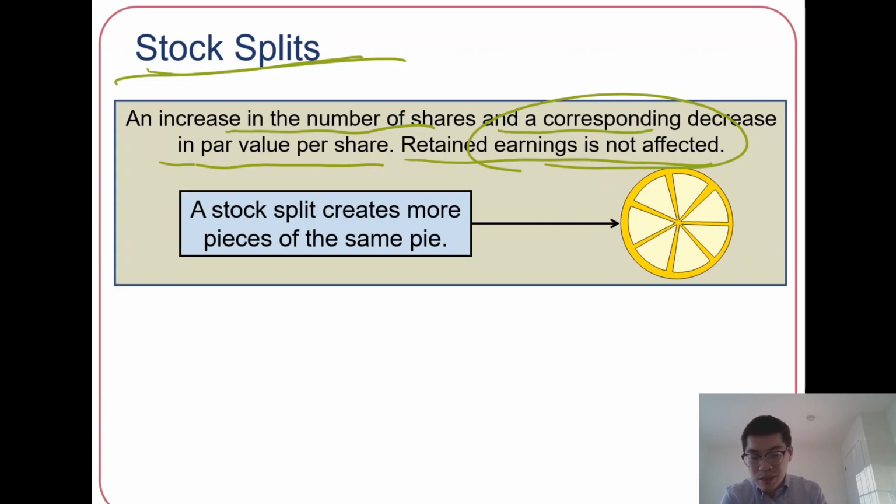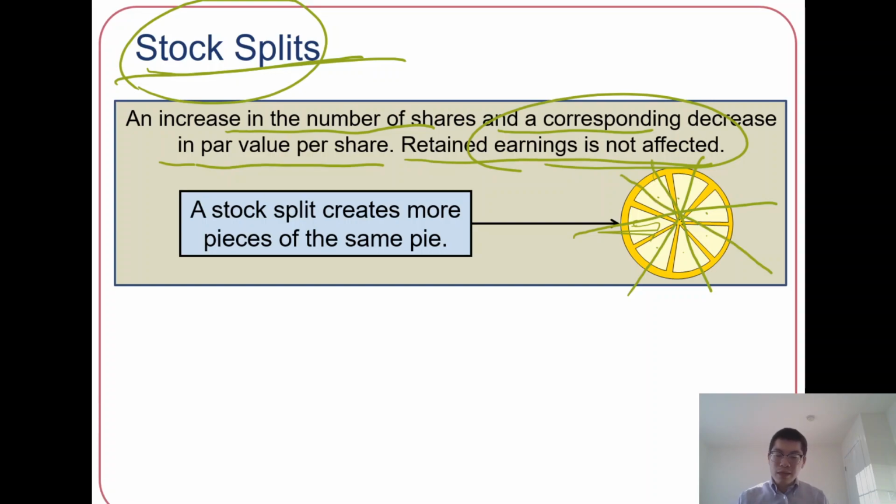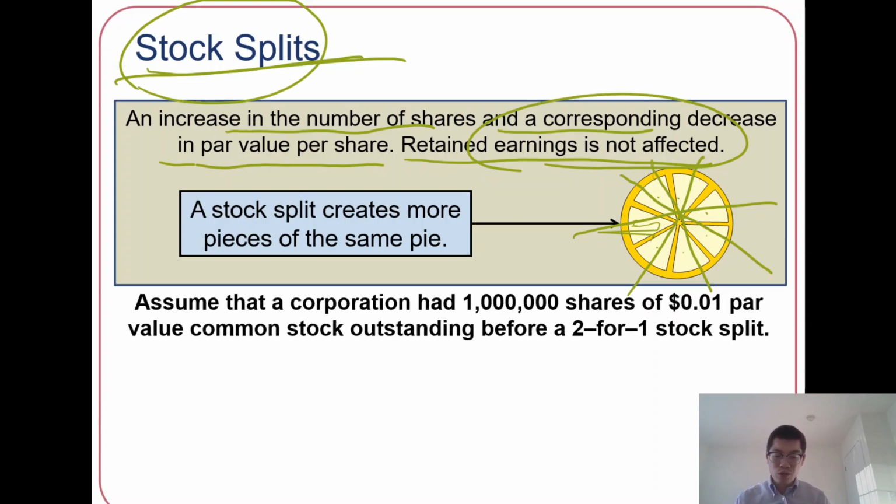So what a stock split means is that the total value of my stock doesn't change. If my stock value is $100 million, it's still going to be $100 million. I just cut each slice into smaller pieces. Before, we cut the pie into 1, 2, 3, 4, 5, 6, 7 pieces. Now I want to cut it even smaller. Now I split the pie into smaller pieces, so the par value is going to be reduced correspondingly.